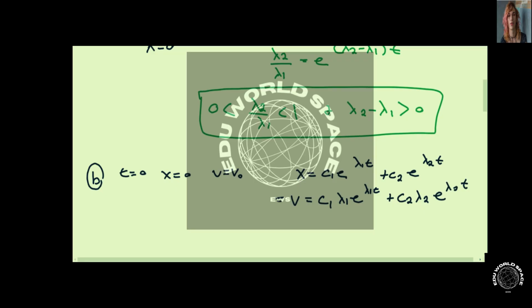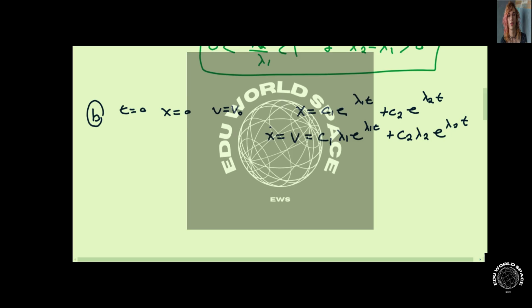And now we can solve, and we're just going to put the parameters like we did before into these two equations. So for that, x equals 0, and so does t. So it's going to be c1 plus c2. So that means c1 is going to equal minus c2, or vice versa. And for this v, we end up with v naught, okay, because v equals v naught, equals c1 lambda 1 plus c2 lambda 2.